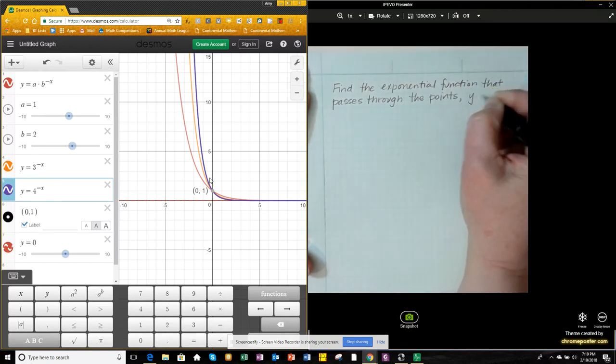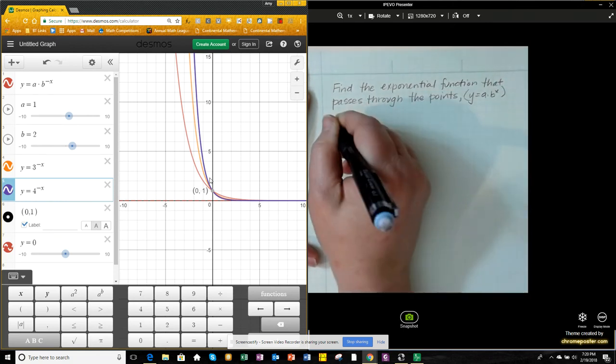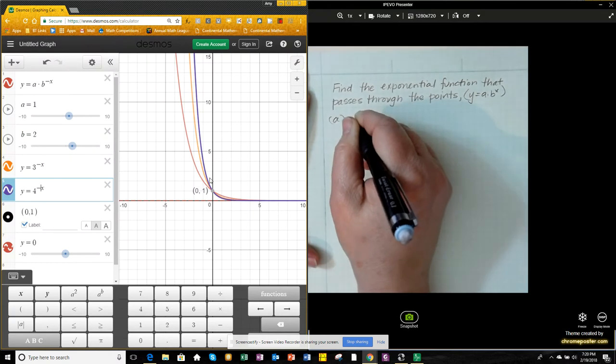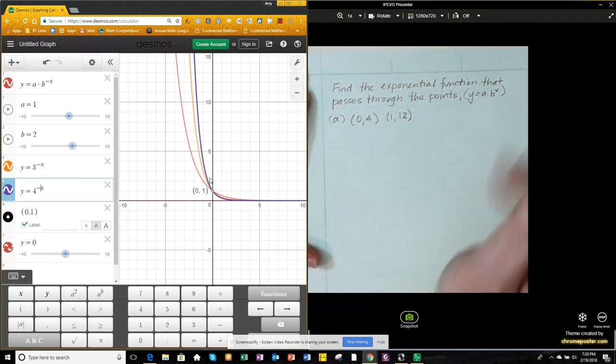And we're going to put it in this form, meaning it's not going to be transformed. It might be only stretched. Now we're going to have two examples. I'm going to do through the points (0, 4) and (1, 12).